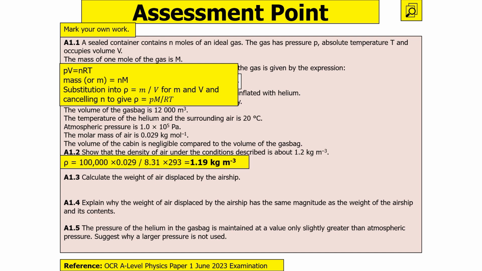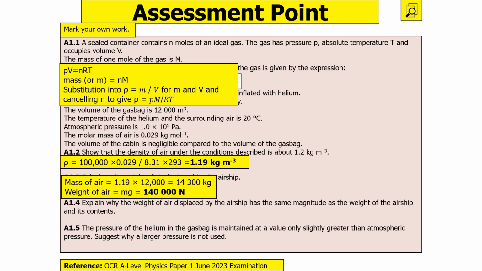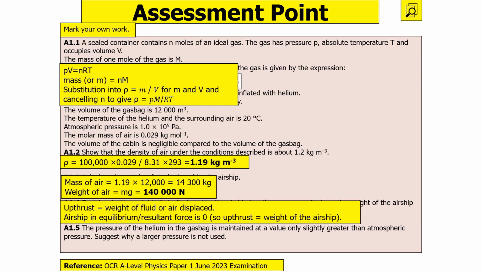In the next one, we can then work it through using the equation. So we can say 100,000, because we're converting kilopascals into pascals, times by 0.029, which is the molar mass. Then divide by 8.31 times by 293. Temperature goes into Kelvin, so 1.12 kilograms per meter cubed. The mass of the air is going to be the density times by the volume, so you can work it through that way, as you can see in there. And then you can change that into a weight by times by g, 9.81, so therefore we get 140,000 newtons.